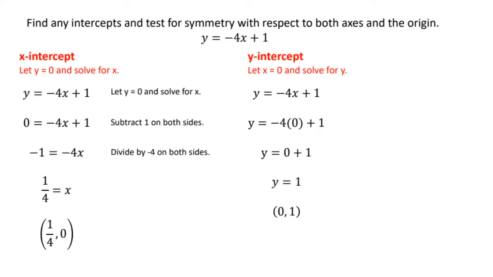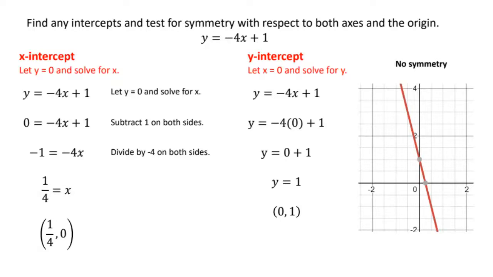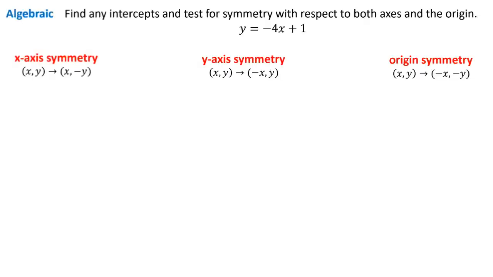Okay? All right. Now let's look at how to test for symmetry. So to test for symmetry, okay, we know that this is a line that has no symmetry, because this is the graph of it, but we can test it, okay? So to test for symmetry, we have several guidelines, okay? So the first one, let's do the first one, to test algebraically.